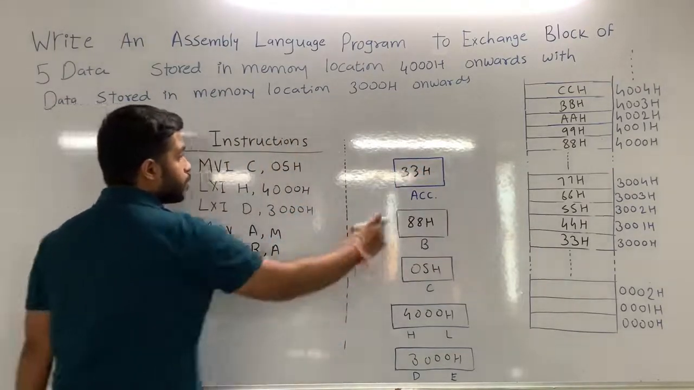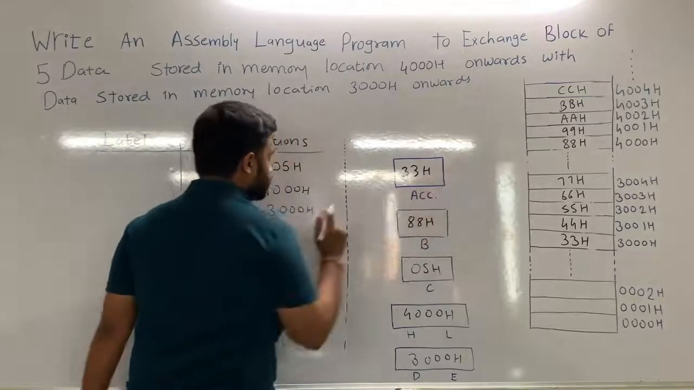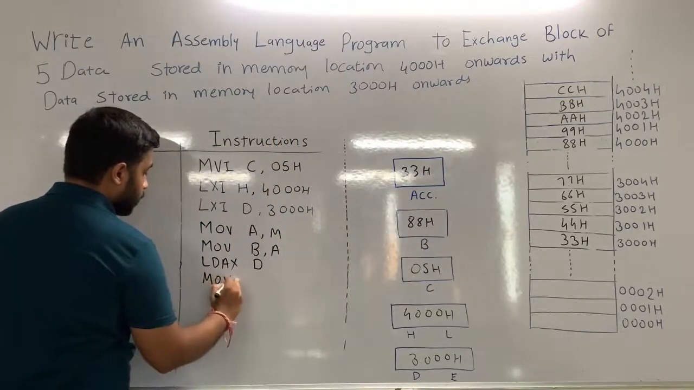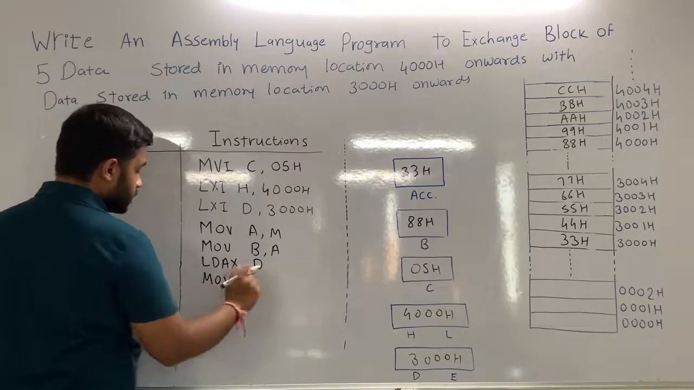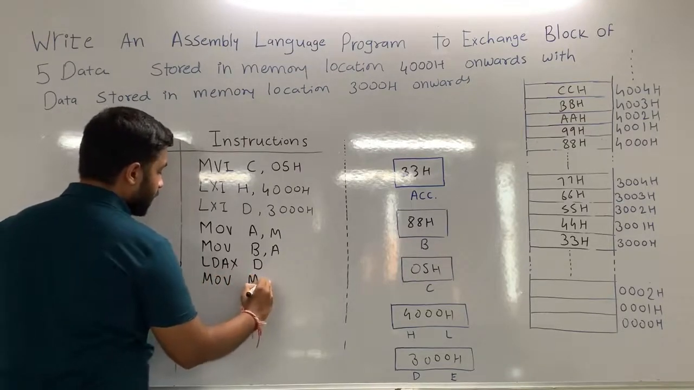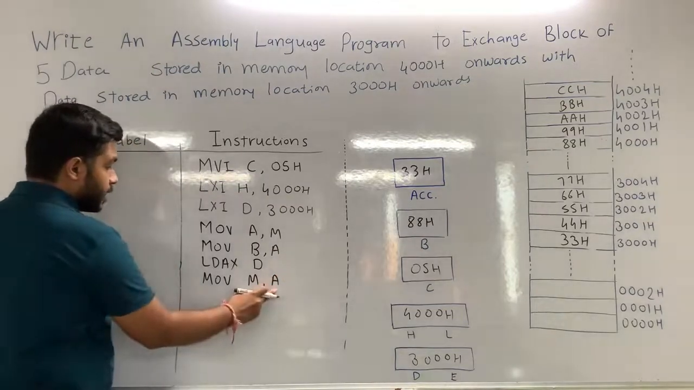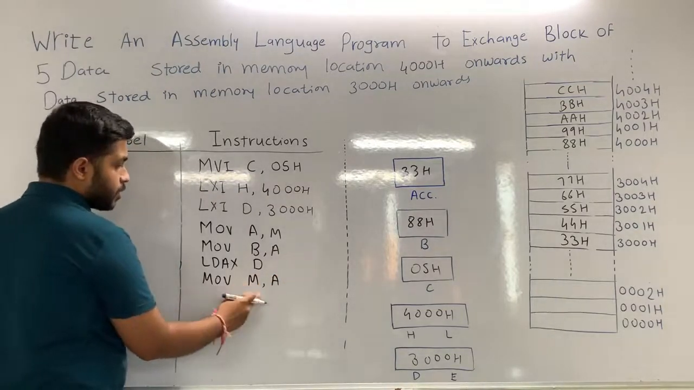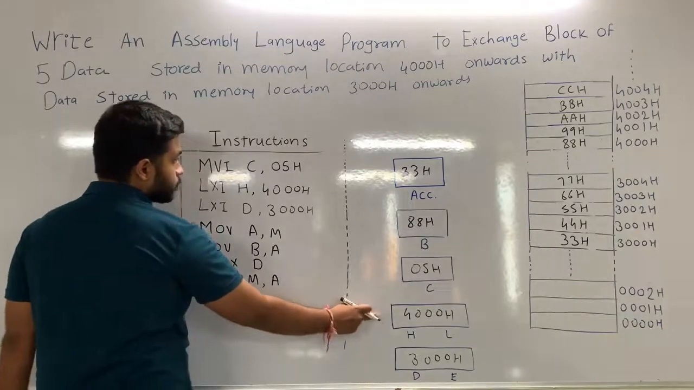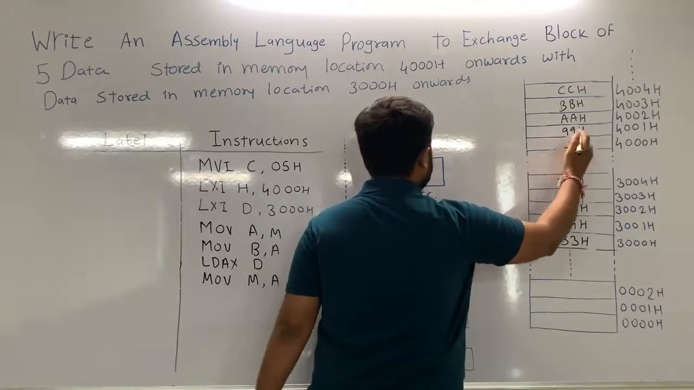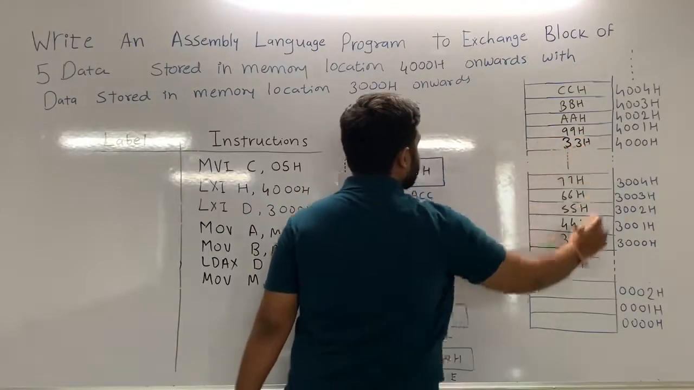Right? Now we will store this data to 4000H. So we will use the instruction MOV M, A. So from the accumulator, data will be stored in the memory location. Which memory location? Specified in the HL pair. So from the accumulator, data will be stored in 4000H. So in 4000H, you will get 33H.